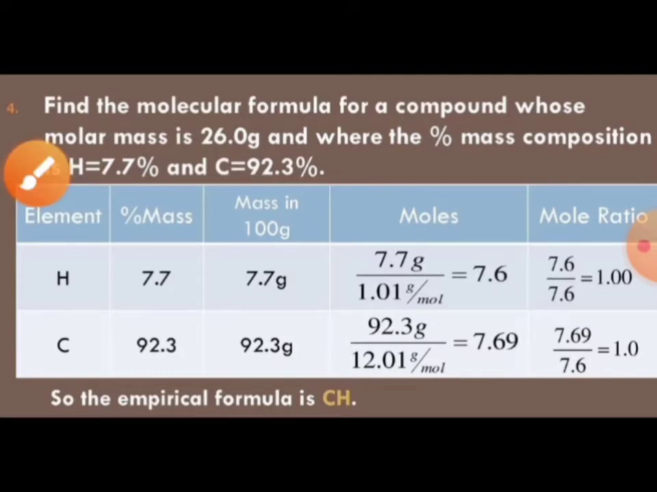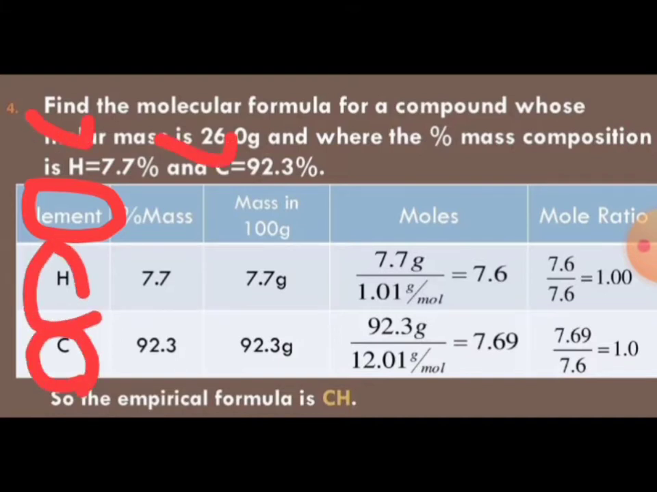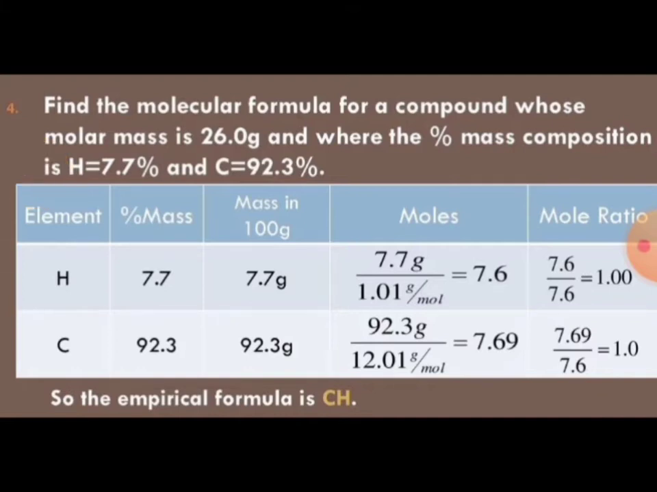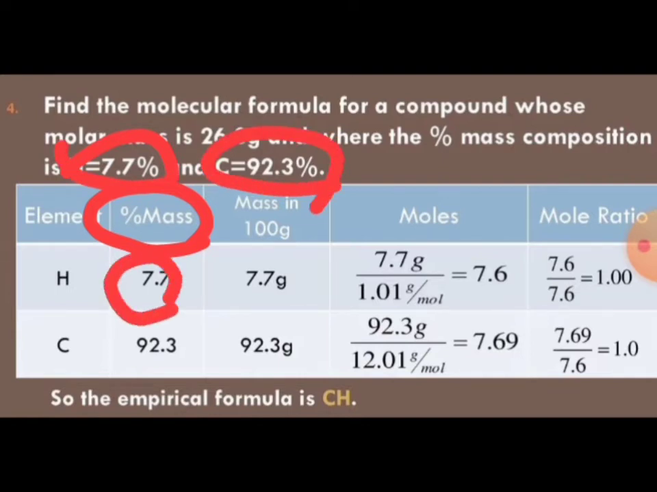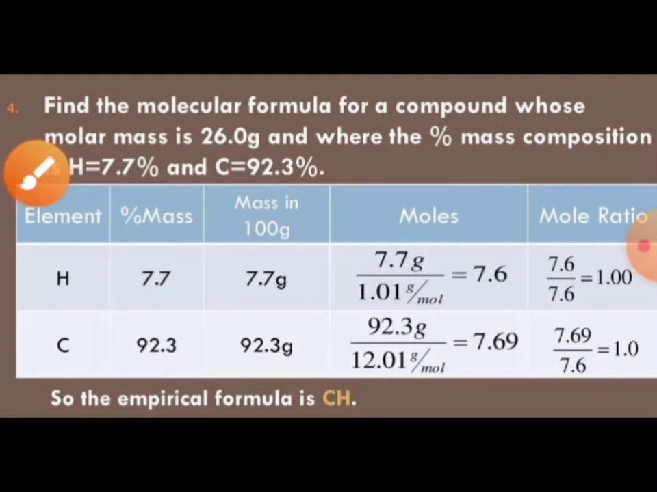Children, the first step is you write down the elements given in the question. There are two elements given in the question. Which are those? Hydrogen and carbon. So I have written the symbols hydrogen and carbon in the first column. In the second column, I am going to write the percentage mass. So the percentage of hydrogen is 7.7 and carbon is 92.3. That I have mentioned in the second column, what was given in the question.